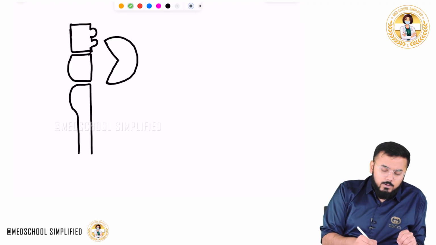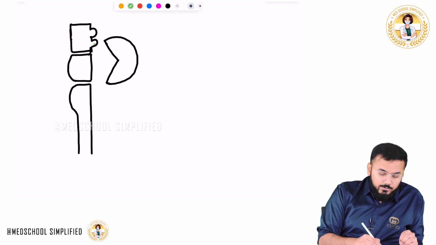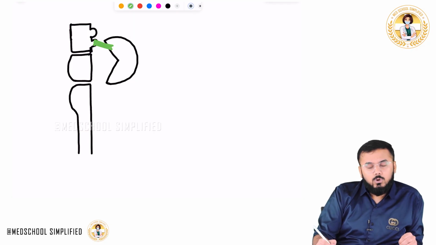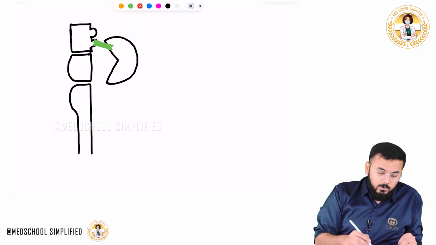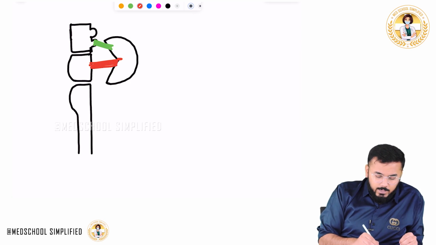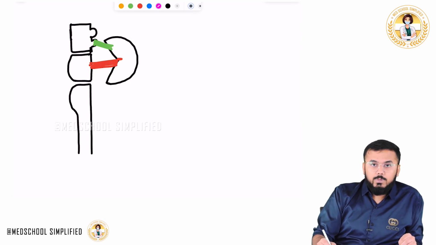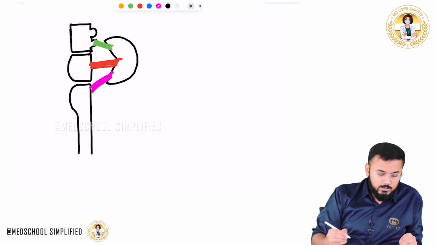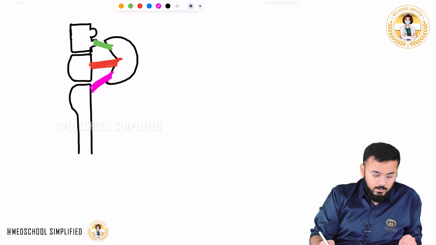Now we have three important peduncles. From the midbrain to the cerebellum, we have this peduncle here. This is called the superior cerebellar peduncle. Next we have another peduncle in this way. This is called the middle cerebellar peduncle. And down here we have another peduncle like this. This is called the inferior cerebellar peduncle, right?